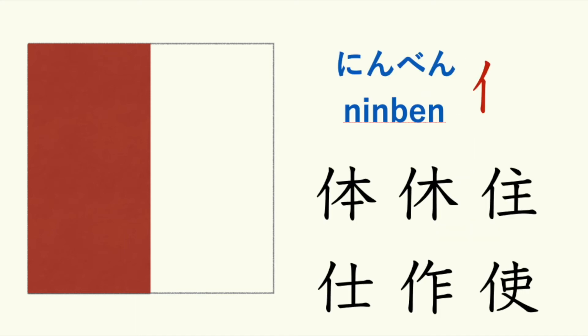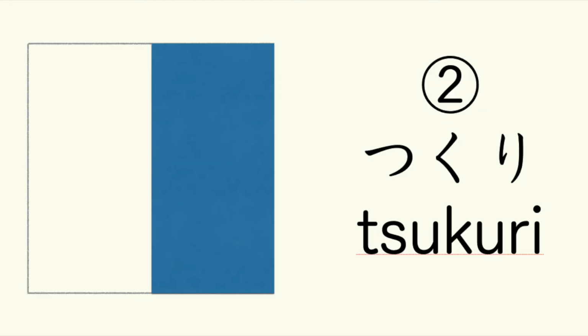So the first one is hen, which is the left part of kanji. The example is ninben, which means hito, people. So all those characters using ninben have something to do with people. For example, to rest, to make, or to work.